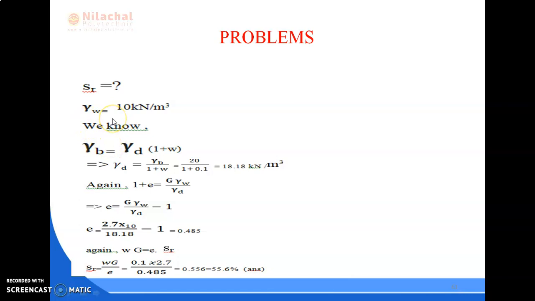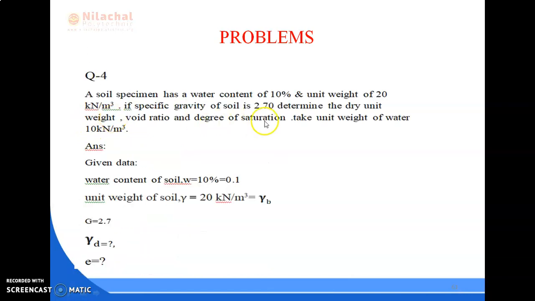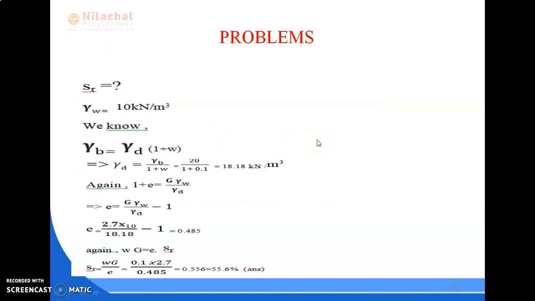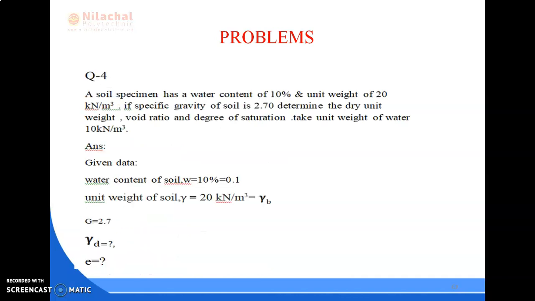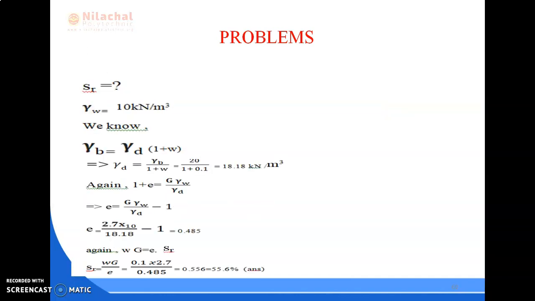Here gamma W is given. Three things we have to find out here. So again here the gamma W value is 10 kilonewton per meter cube. This is given. So the three things are gamma D, E and Sr. So now we apply the relationships.